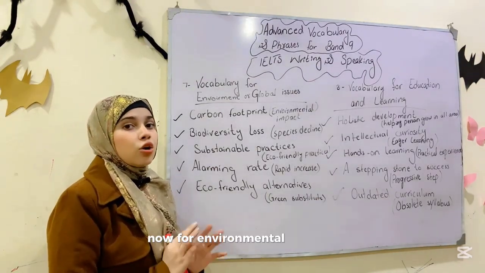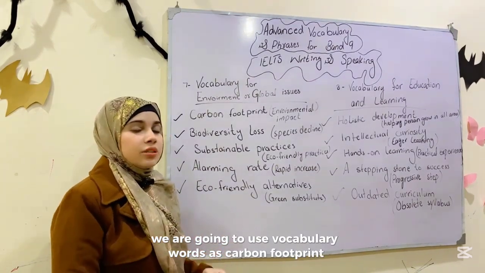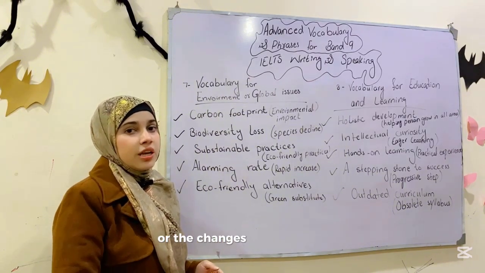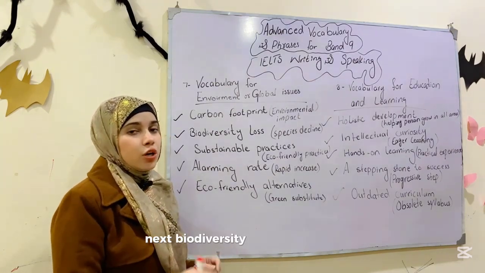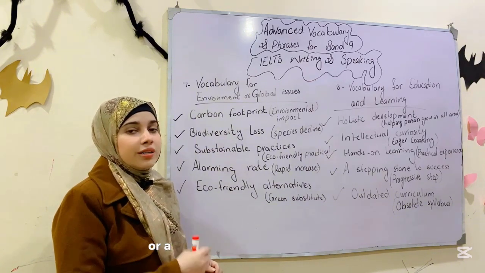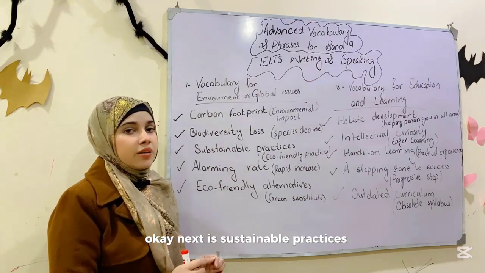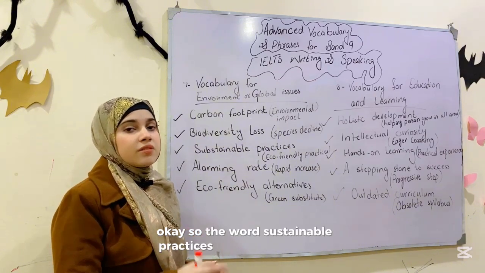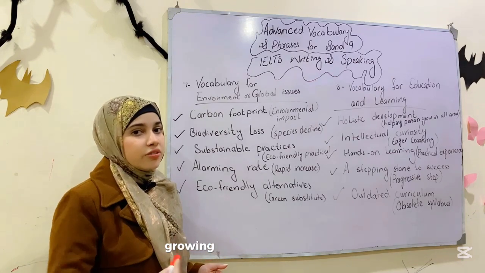Now, for environmental or global issues, we are going to use vocabulary words such as carbon footprint. Carbon footprint means environmental impact or the changes that occurred because of the environment. Next, biodiversity loss. That means an end of a particular species or a decline of a particular breed. Okay. Next is sustainable practices. Sustainable practices means eco-friendly practices like go green activity, growing trees activity.